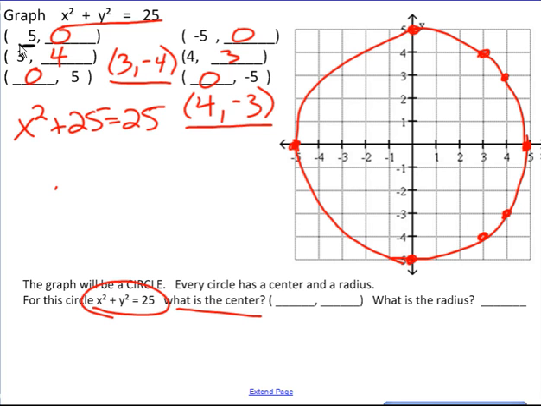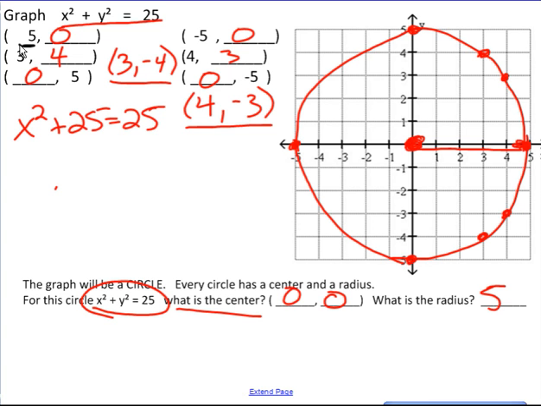So what is the center? What's the middle of that circle? Well, the middle of that circle is right here at 0, 0. And what's the radius? Remember, the radius is the distance from the center to a point on the edge, and that you can see is 5 units.